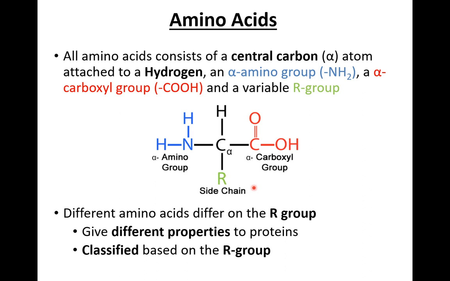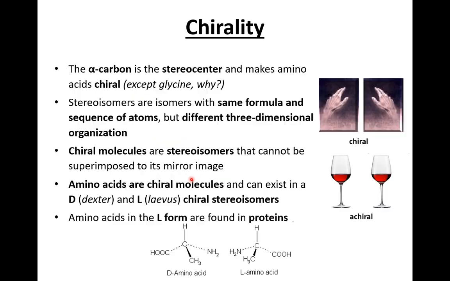I want to stress one thing: when we go through the classification of amino acids, it's all based on the R group. You'll see that amino acids are defined as polar and non-polar, but that's all based on the R group, and you'll see later on that in reality they are all polar.